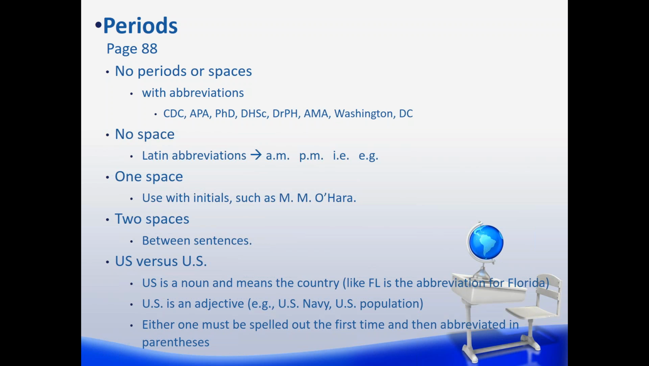So US, when you mean the country, no periods. But when you have US being used as an adjective, then you're going to put in the periods. But remember, with United States, either way, it has to be spelled out the first time.